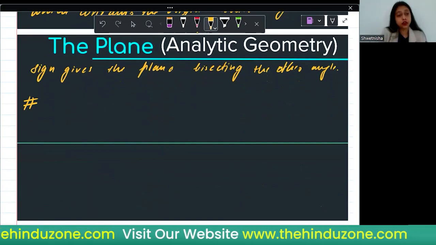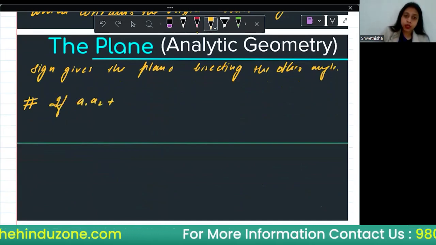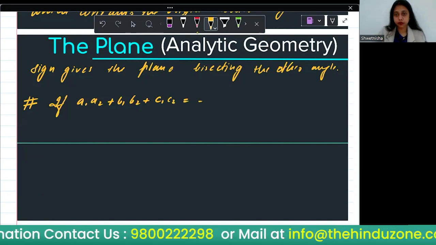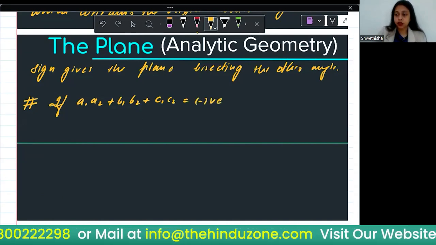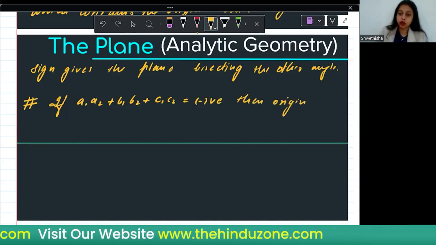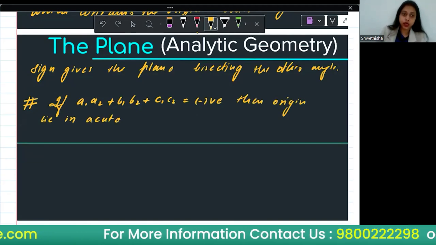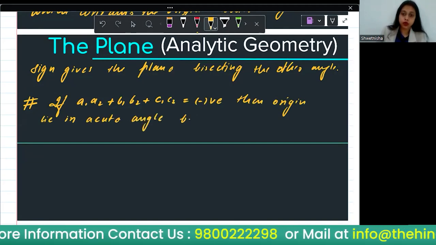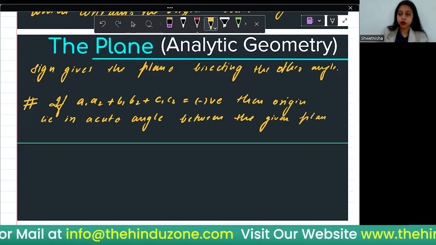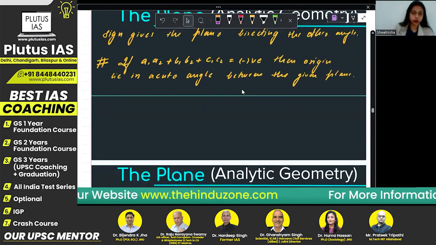So this next point will tell you a relation between that, and that is, if A1 A2 plus B1 B2 plus C1 C2 is negative, then the origin lies in the acute angle between the given planes. Otherwise, it will be on the obtuse side.